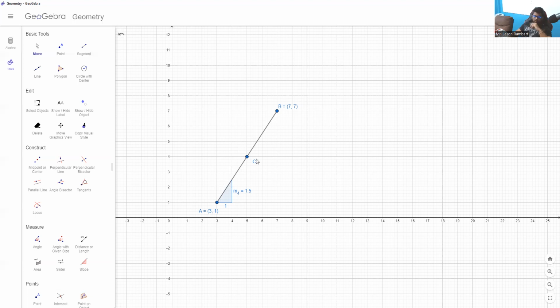Nice. When I finish calculating this gradient, this here is going to be the perpendicular bisector, correct? And we have the gradient of this line, and we have a point on this line. Calculate the equation of this line for me. We have the gradient and we have a point. That's all we need.